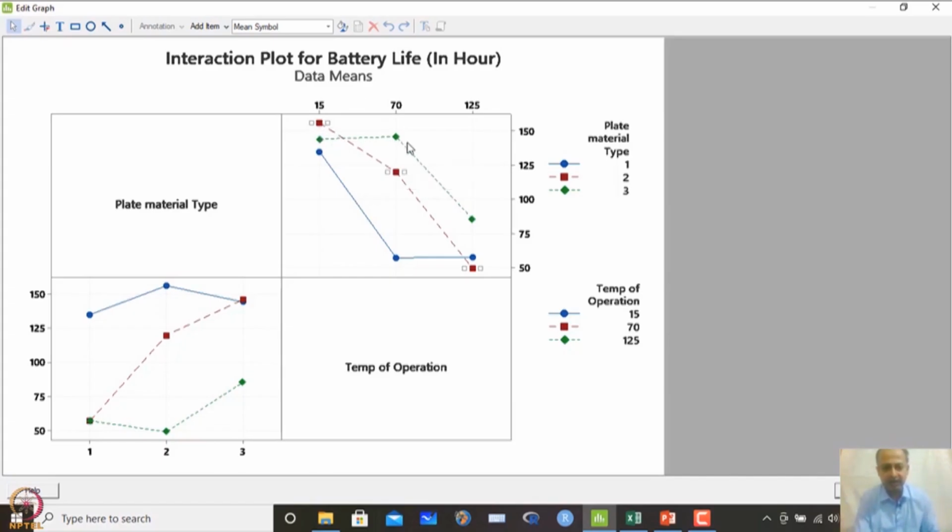in the range of 15 to 70, and beyond 70 also, material type 3 is giving you a higher value of battery life as compared to any other material, material 2 or material 1, but anyhow material 1 we can ignore. For 2, from 70 to 125 also, the battery life is lower than what is given by material 3. So, without much hesitation we can select material type 3 if I want a robust material which is insensitive to temperature changes. We will go for material 3.